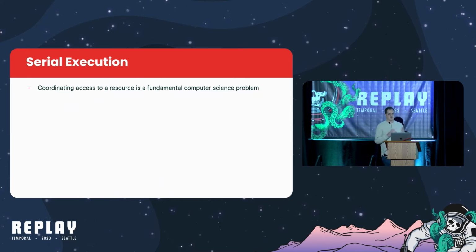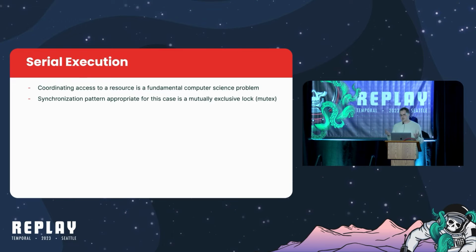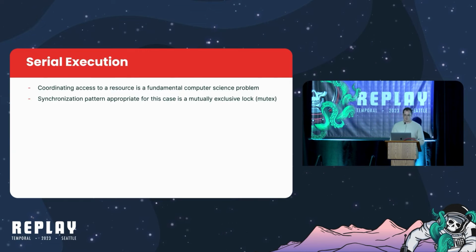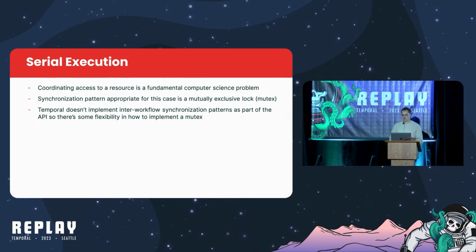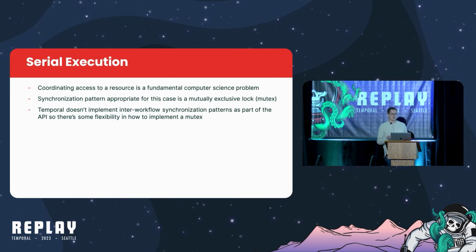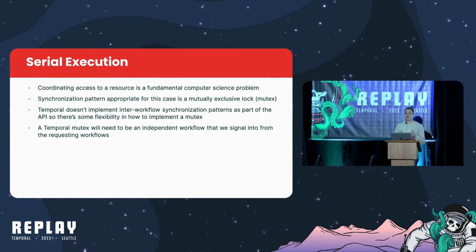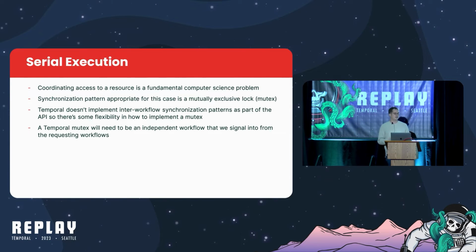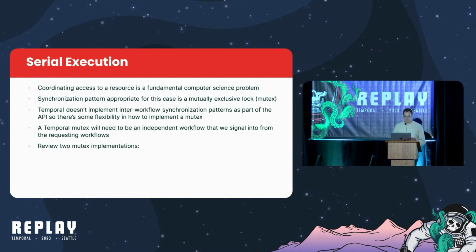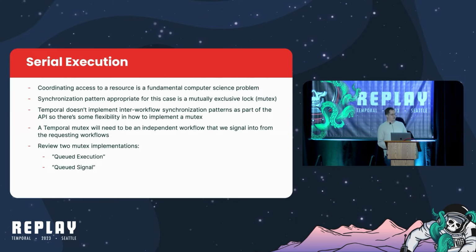So coordinating access to a resource like this is a fundamental computer science problem. I think most of us have heard about how to solve this. There's synchronization patterns out there, and the one that's appropriate for this case is a mutex, a mutually exclusive lock. Workflow synchronization, these mutexes aren't shipped as part of the Temporal API. The pattern is something that you can implement using the primitives that Temporal gives you. And that gives you a little bit of flexibility in how you can implement this mutex and this sort of serialized behavior. So we're going to talk through two approaches to that in this talk. The first I called queued execution, and the second I refer to as a queued signal. So let's take a look at that first one.